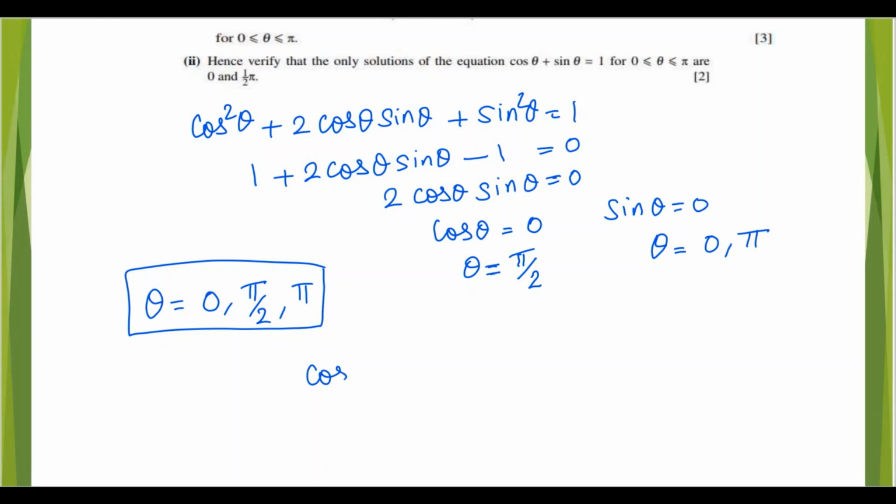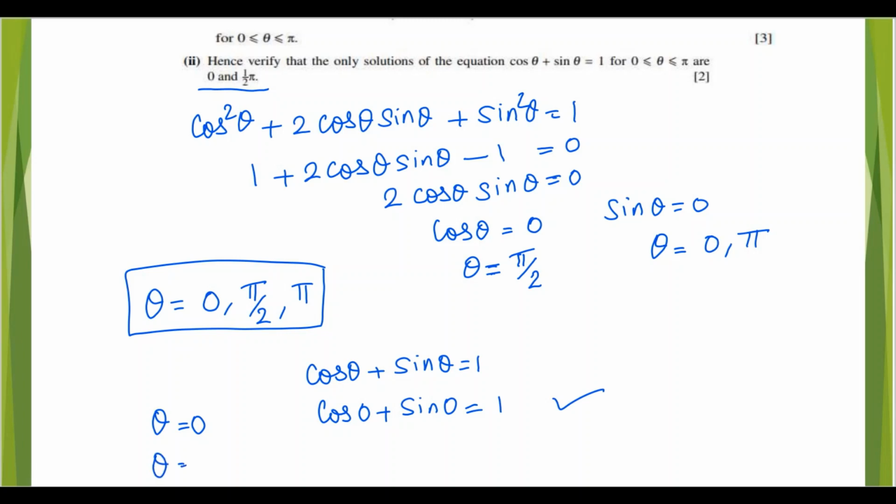So cos theta plus sin theta equal to 1. It's given, we have to verify it has only 0 and 1 over 2 pi as the solution. Let's take theta equal to 0. So you will get cos 0 plus sin 0. And cos 0 is 1, sin 0 is 0. This is equal to 1. So this satisfies the equation. So theta equal to 0 is a solution.